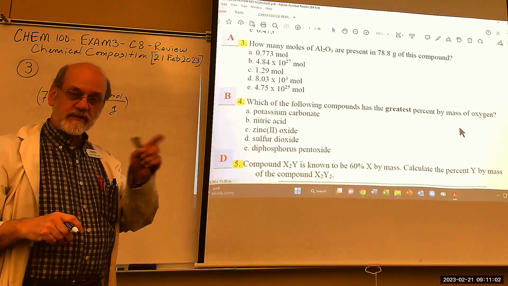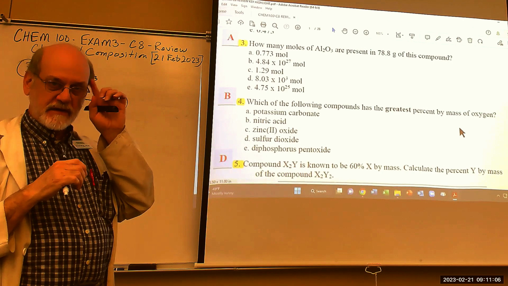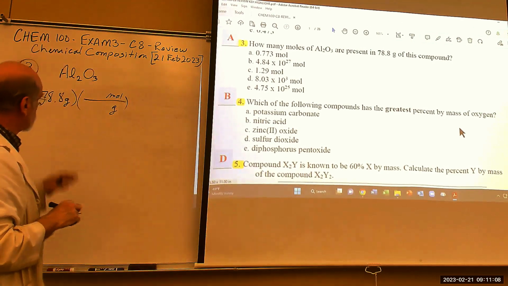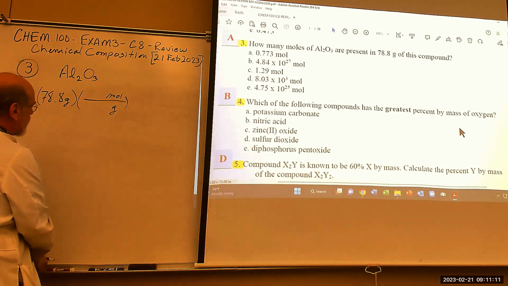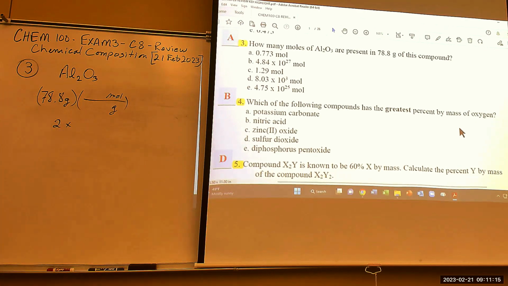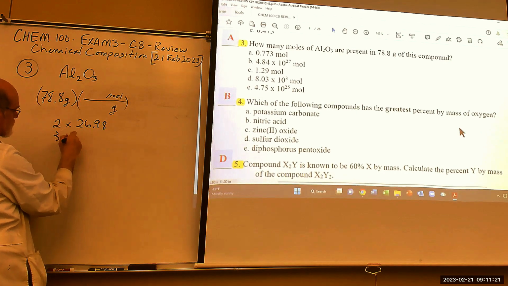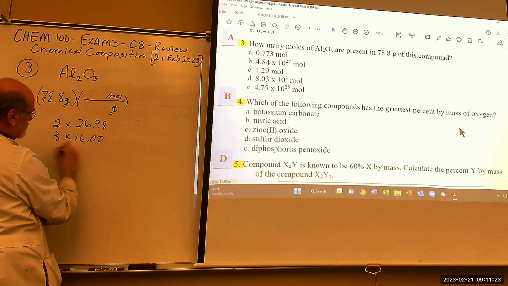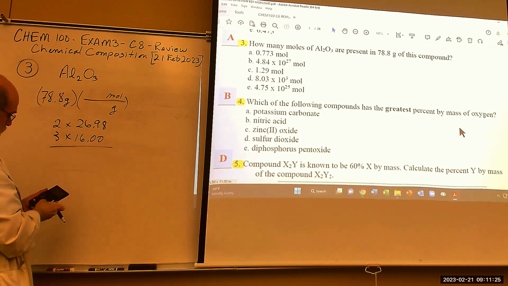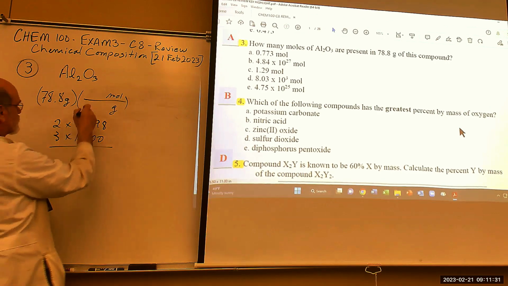So when you see grams and moles in a quotient relationship like that, always think molar mass. So what's the molar mass of aluminum oxide? Well, we need 2 aluminums. All right, aluminum is 26.98 and 3 oxygens. Okay. So 26.98 times 2, and then 48 for the oxygens. 101.96.